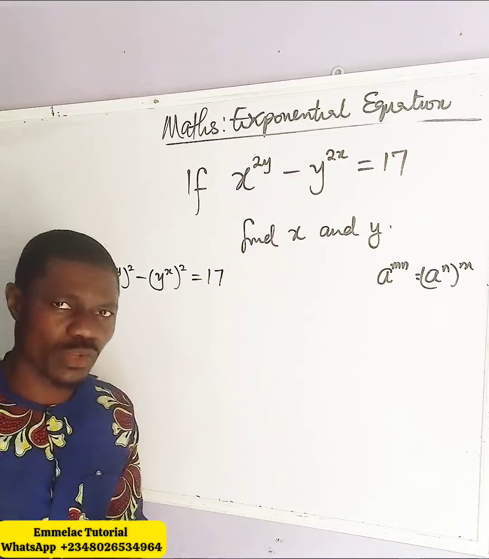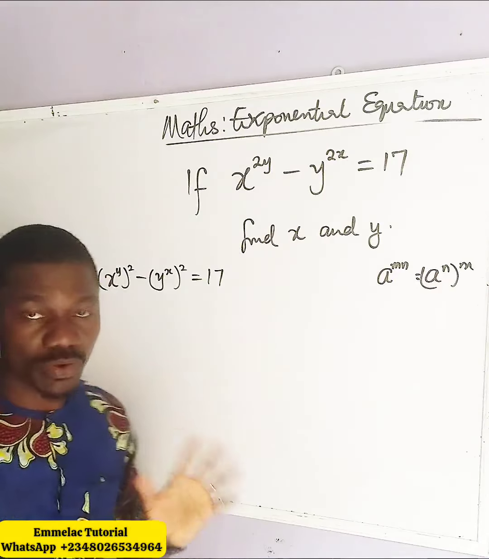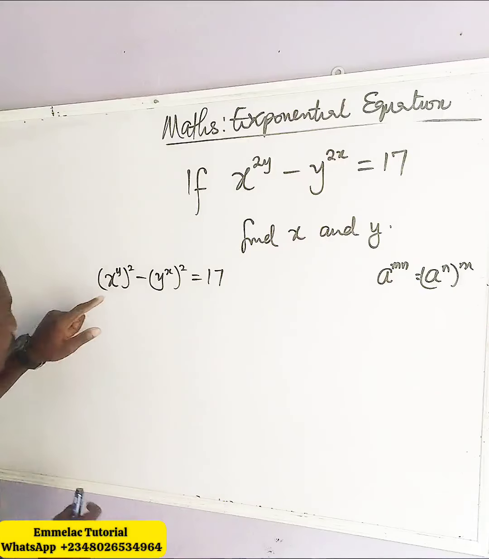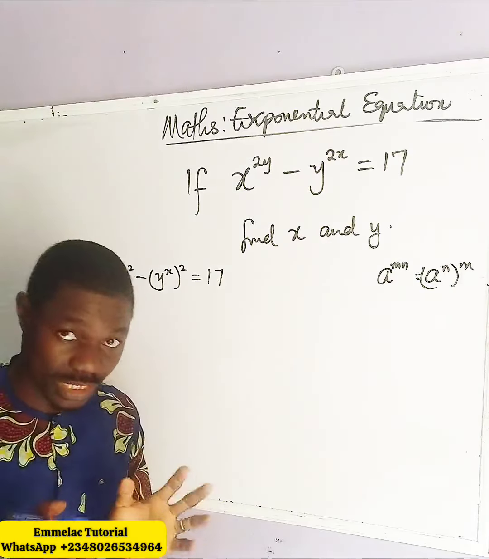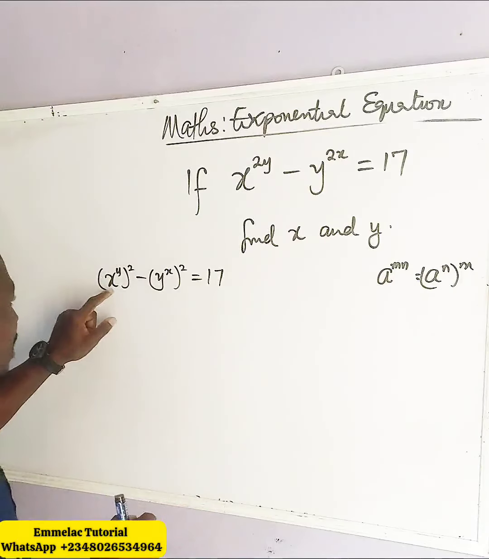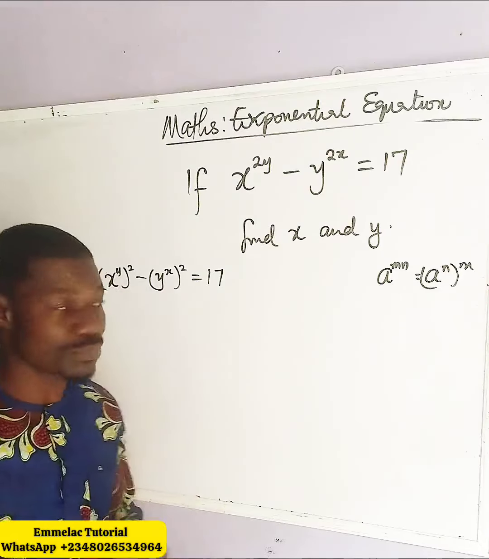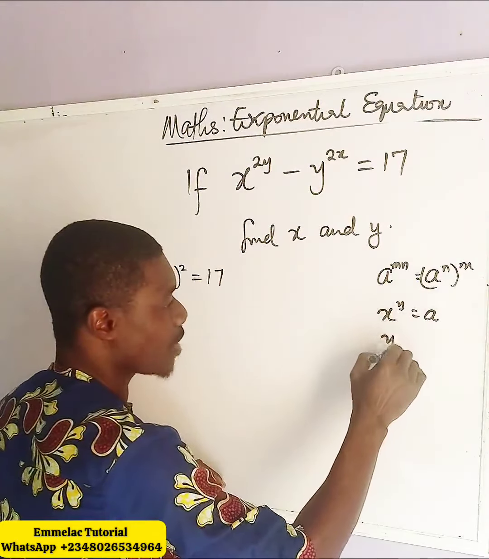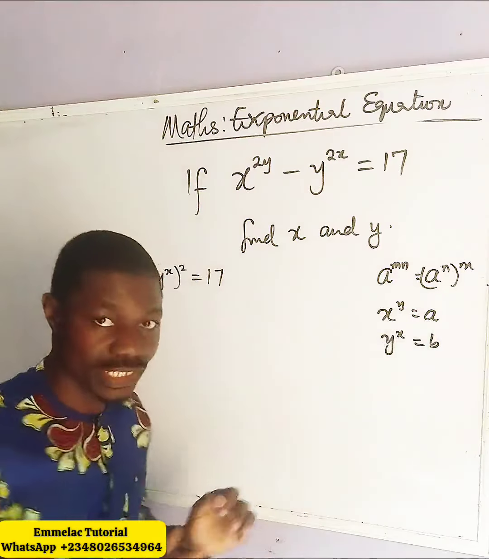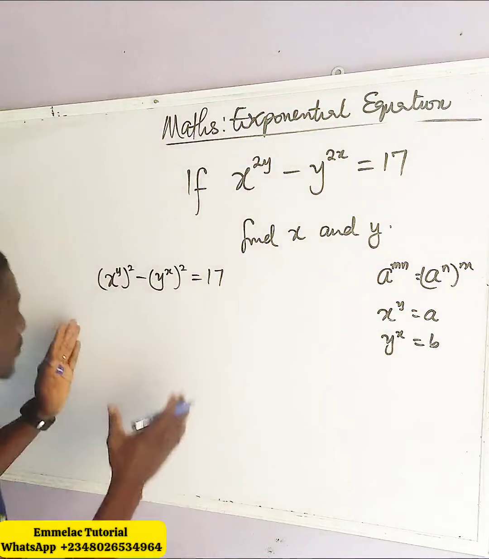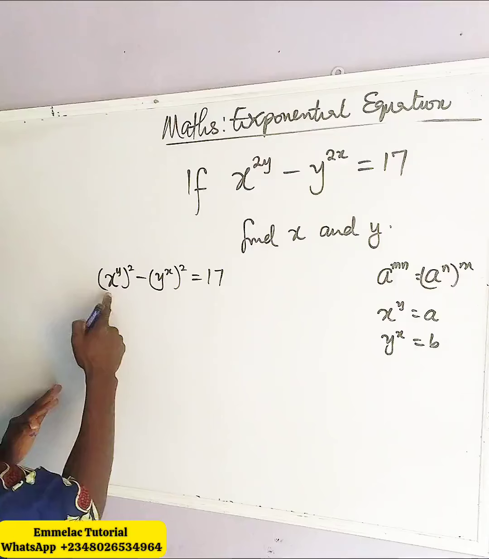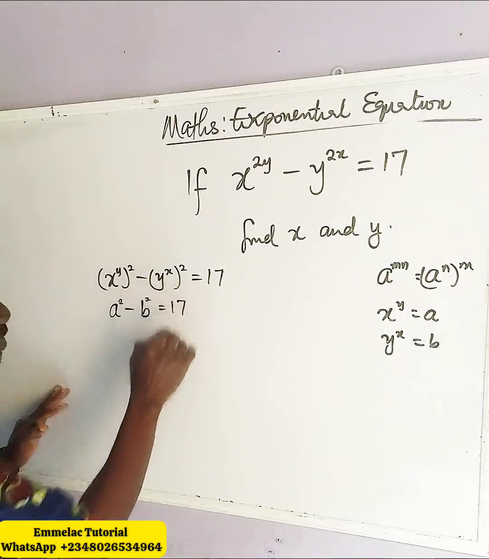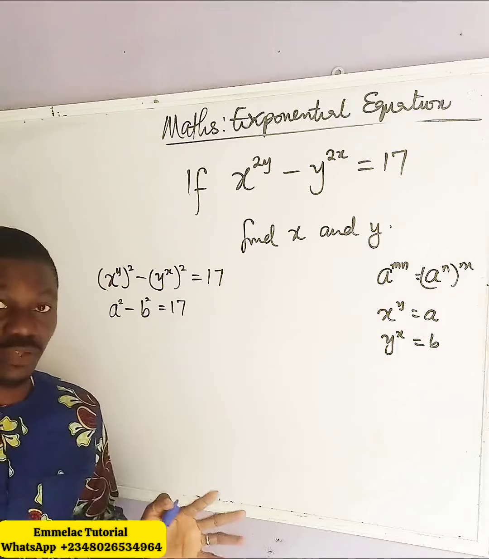Now if you take a look at this equation now, the left hand side looks more or less like the difference of 2 squares, right? But we just have this and this that looks a bit confusing. Now I want to represent this term and this term with a and b. So where x raised to the power of y equals a and y raised to the power of x equals b. This is to help us have a clear picture of what we are doing. So here we have a raised to the power of 2 minus b raised to the power of 2, then equals 17. And you can see that the left hand side now looks clearer.